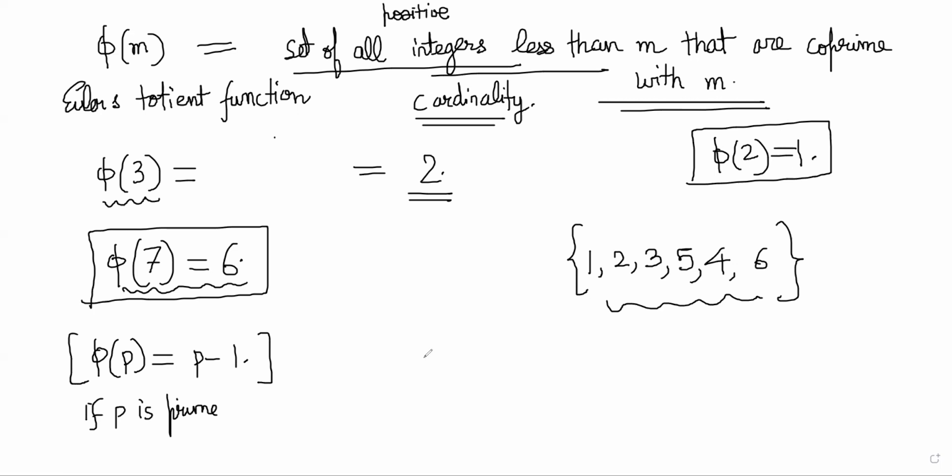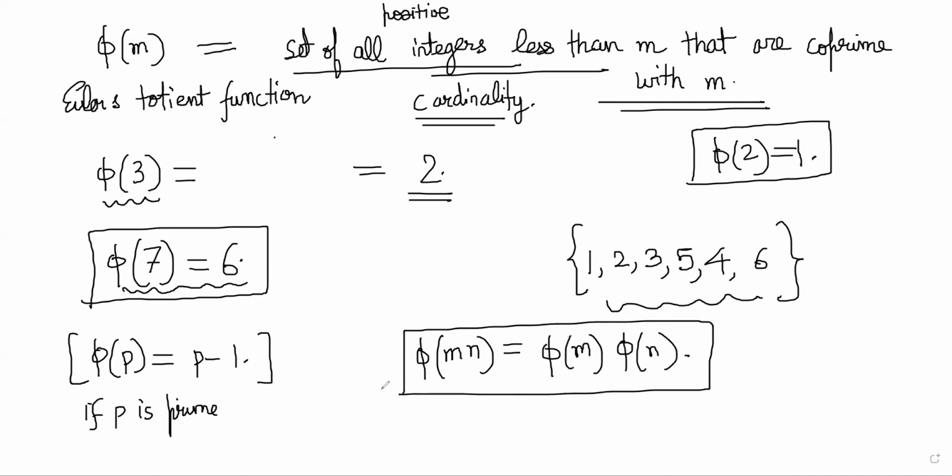You also have a multiplicative property. Phi of mn is the same as phi of m times phi of n, when m and n are co-prime. So the phi function is a multiplicative function, and we will see some more properties of this totient function as we go along. For example, we can say that if m is greater than 2, phi of m is an even number. Phi of m will be an even number.